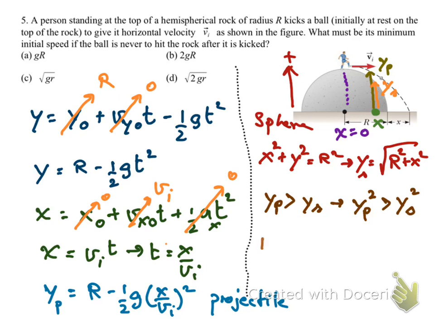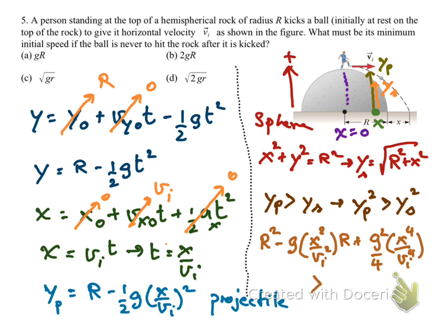that R squared minus g x squared over v_i squared R plus g squared over 4 times x to the power 4 over v_i to the power 4 is always greater than R squared minus x squared. This is a minus sign, not a plus sign. R squared minus x squared. Okay.